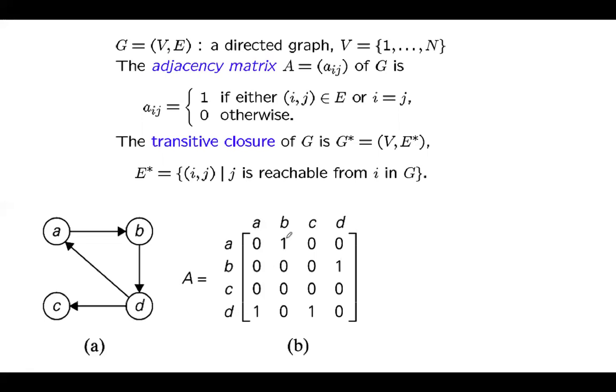A, B, C, D along rows and columns. A to A, there is no edge. A to B, there is one edge, so we have marked it as 1. A to C, 0. A to D, 0. If there is an edge, we'll mark it as 1; otherwise, it will be 0. Again, from B to D, there is an edge, so it is 1. In an undirected graph, if there is an edge between B and D, the same would be reflected in the D to B row also. But here it is not the case.